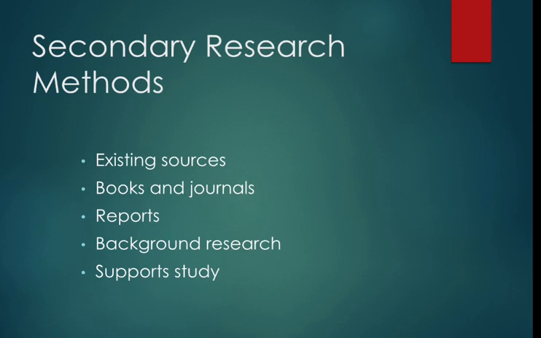Next comes secondary research method. So this research uses already existing data. Sources include books, journals, newspapers, reports, and online databases. This method saves time and cost. It is useful for background study and literature review. For example, studying climate change using published research articles is a secondary research. It supports and strengthens the primary research. It is mainly used for background study and literature review also.